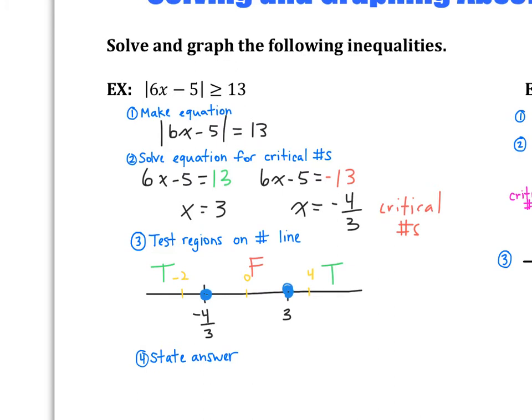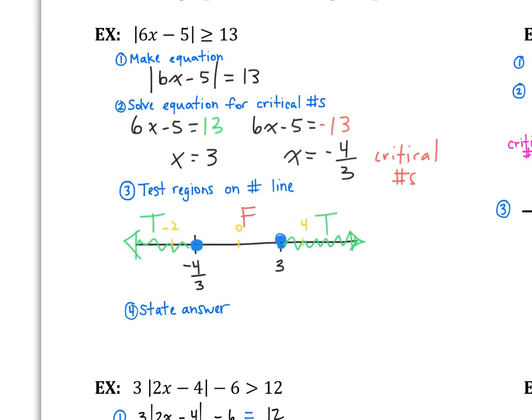Now I shade in my true regions. And the final thing we have to do is state our answer. Based off of my graph, we should be able to answer that x has to be less than or equal to negative 4/3, or, since there's a second part to my graph, x is greater than or equal to 3.